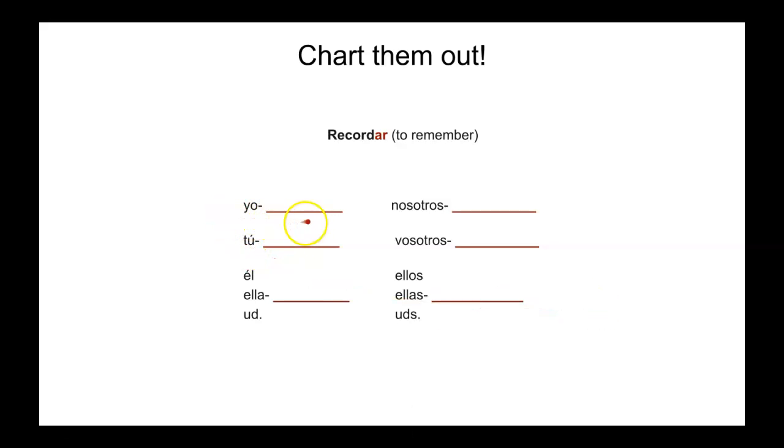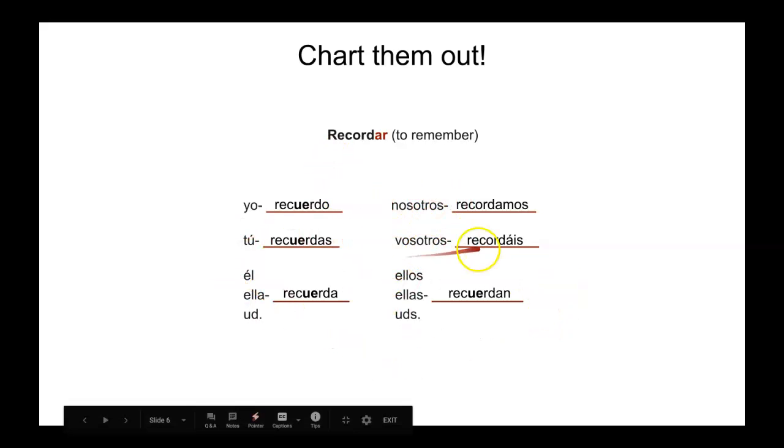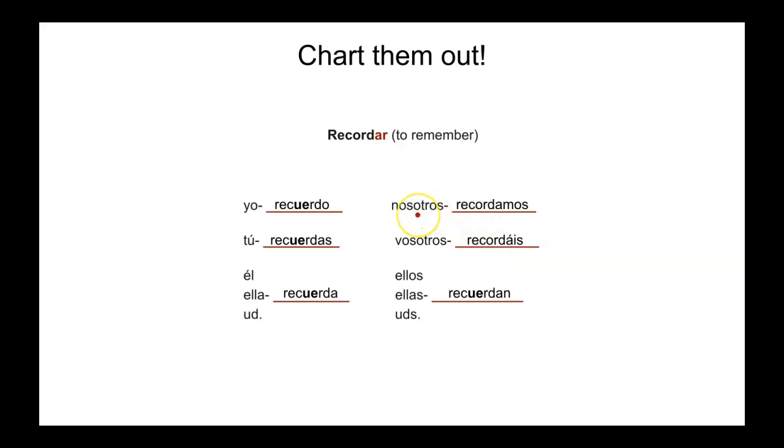First, let's put it in the yo form. So I remember is recuerdo. You remember is recuerdas. He, she, you remember, él, ella, usted recuerda. Nosotros recordamos, vosotros recordáis, ellos, ellas, ustedes recuerdan. You guys see the boot form here. We leave nosotros and vosotros alone. They retain their O only.